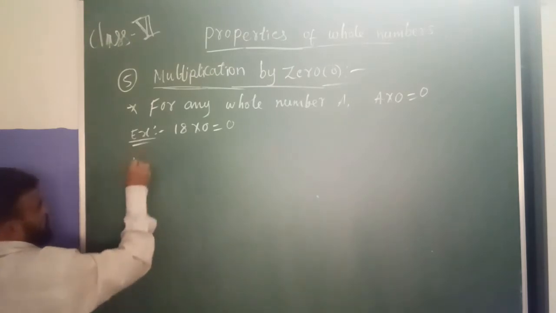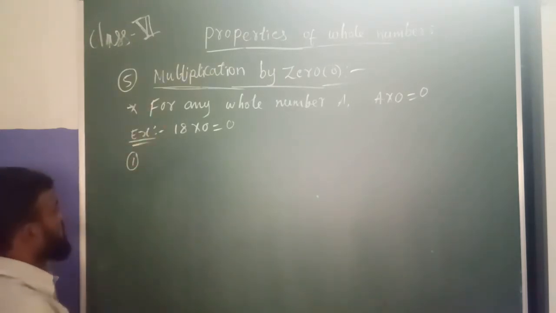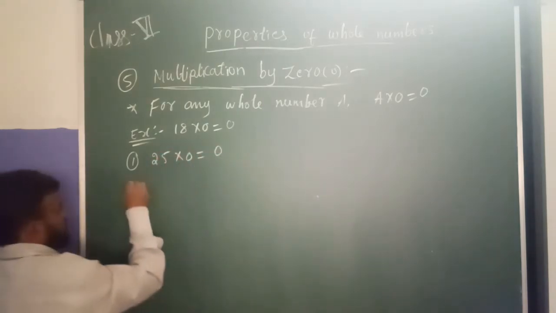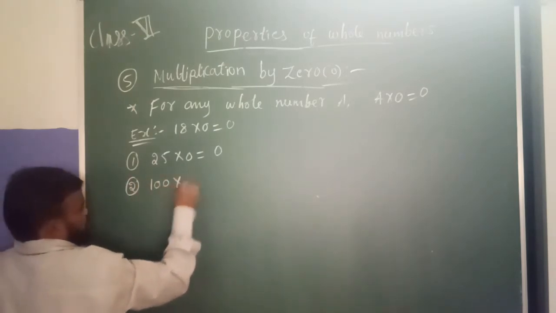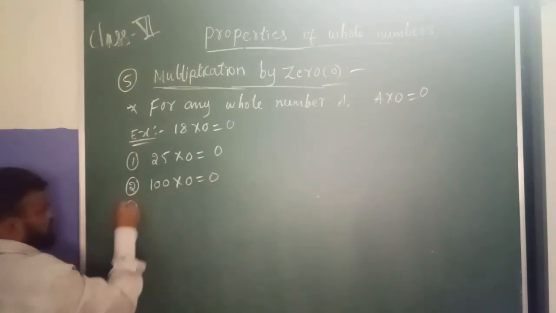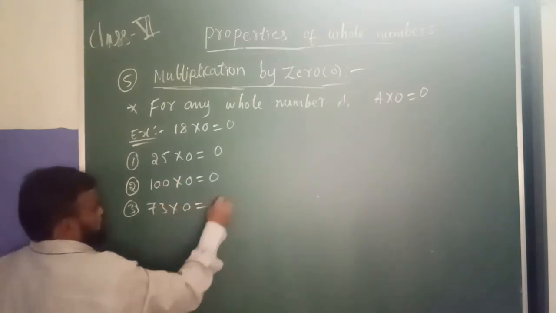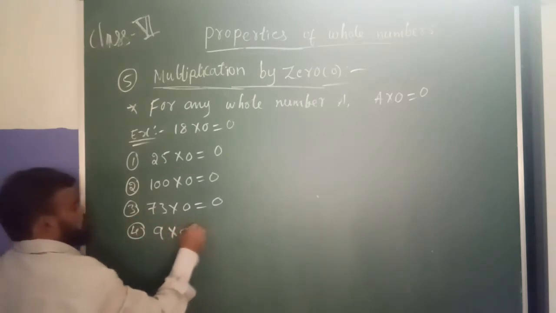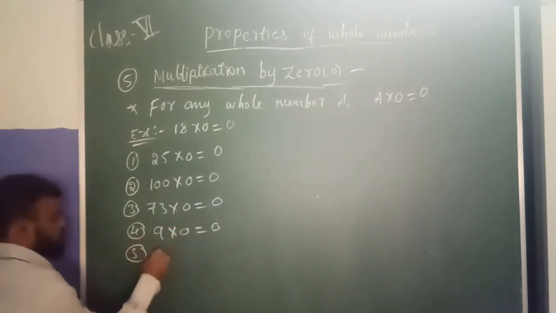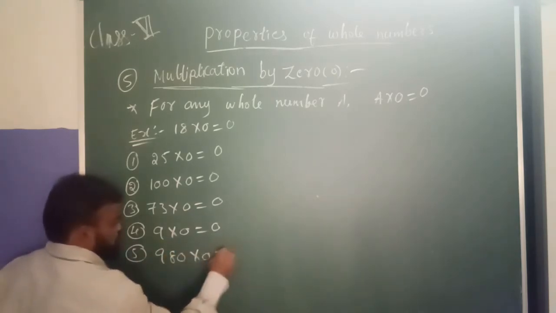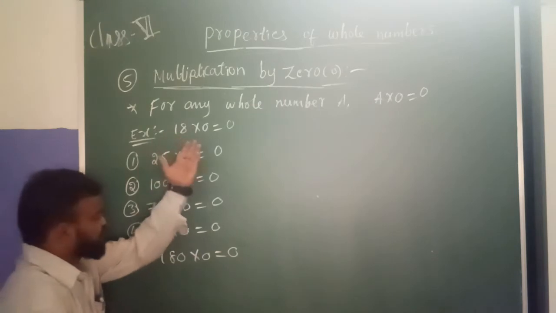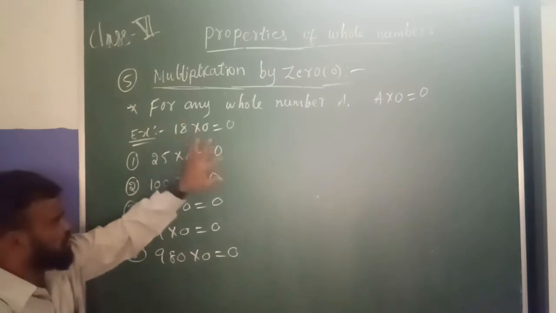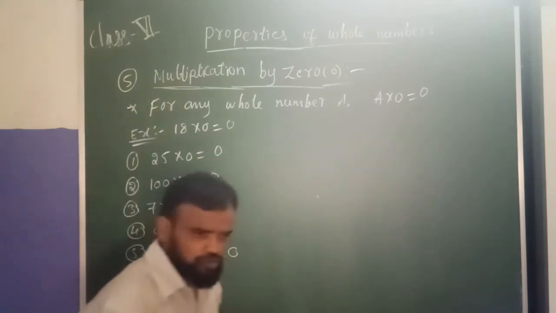Understood? Now the sums. 45 × 0 is 0. Second, 100 × 0 is 0 only. Third, 73 × 0 is 0 only. Fourth, 9 × 0 is 0 only. Fifth, 980 × 0 is 0 only. These are the values we are getting. All the answers are 0 because 0 is a dead number. If you multiply any other number with it, you will get 0 only. Note it down.